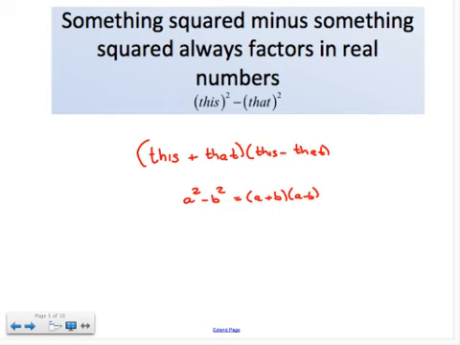Now, by the way, FYI, a sum of two squares does not factor in real numbers. Okay, so that's a common pothole that we just step into. So we need to make a note: a squared plus b squared does not factor, DNF.